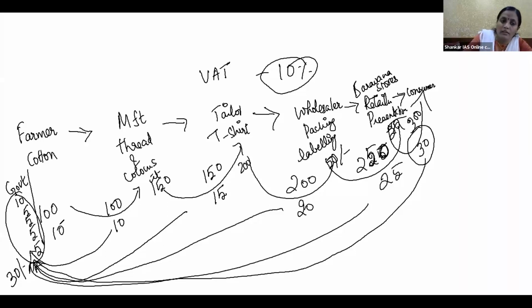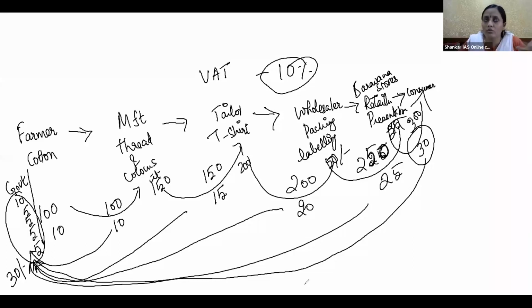So here the government is collecting the total of 30 rupees in bits and pieces. The consumer, whoever is paying 30 rupees, that is not directly going as 30 rupees to the government. Rather, this 30 rupees is going to the government as 10 rupees, 5 rupees, 5 rupees, 5 rupees, and 5 rupees. Right?